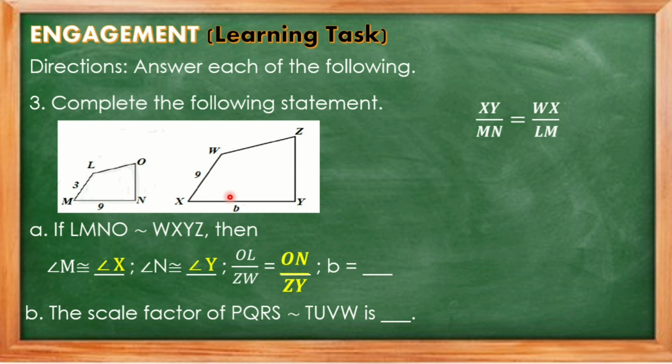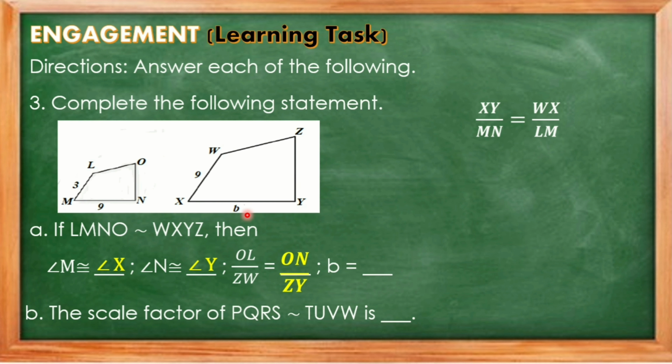Take note guys, hindi pwedeng magkabaliktad ha. Halimbawa, si LM at tsaka WX, pinagbaliktad nyo, hindi pwede yun. Kasi dito sa unang ratio natin, nauna nyo isulat yung XY dito sa malaking quadrilateral. So, dapat, dito sa numerator ng pangalawang ratio ay yung sides ng malaking quadrilateral muna yung mauuna. Okay? Ngayon, substitute na natin yung mga given niya.